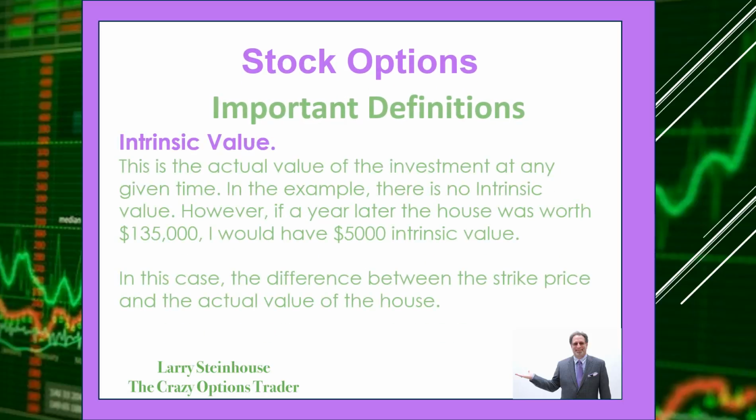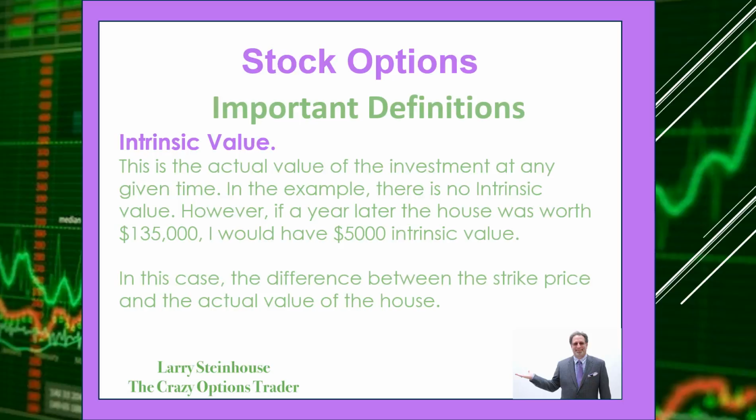The next thing is intrinsic value. Now, the intrinsic value is the actual value of the investment at any given time. In the example we discussed, there is no intrinsic value. However, if a year later the house was worth $135,000, I would have $5,000 intrinsic value. In this case, it's the difference between the strike price and the actual value of the house.